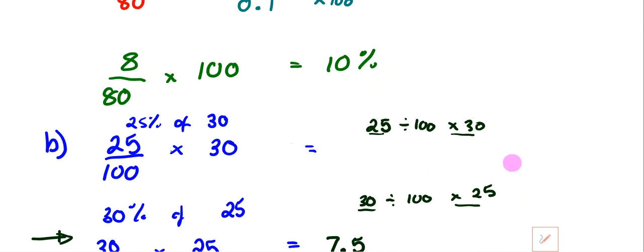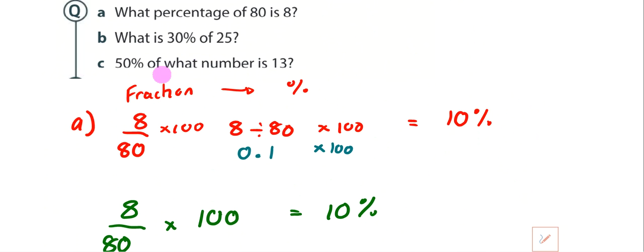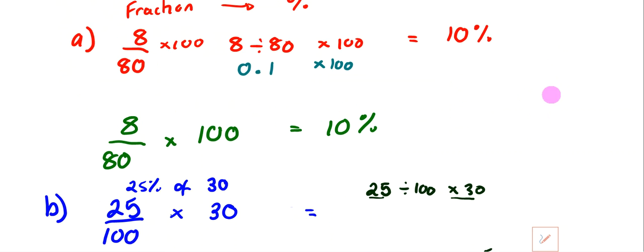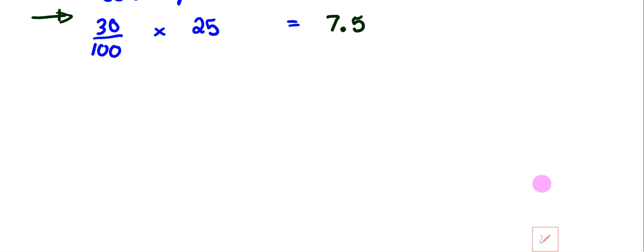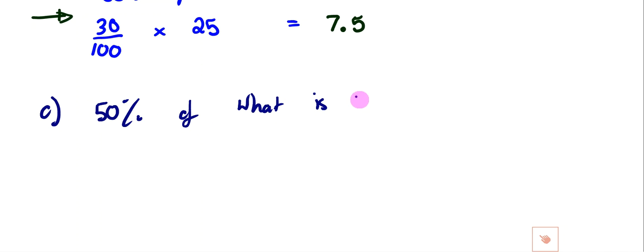Alright, finally, let's look at: 50% of what number is 13? Again, I don't just want an answer, I want a method. So, 50% of what is 13? How can we set that up?